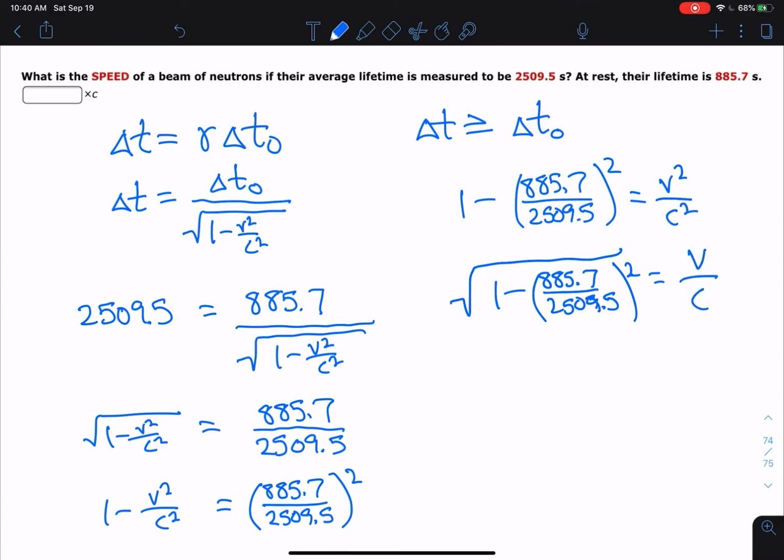And so now I'll go ahead and plug that all into my calculator. And I get 0.9356 approximately when I take this square root. This is what I get from the square root. I'm solving for v, so I'll move the c to the other side. So this is all times c.